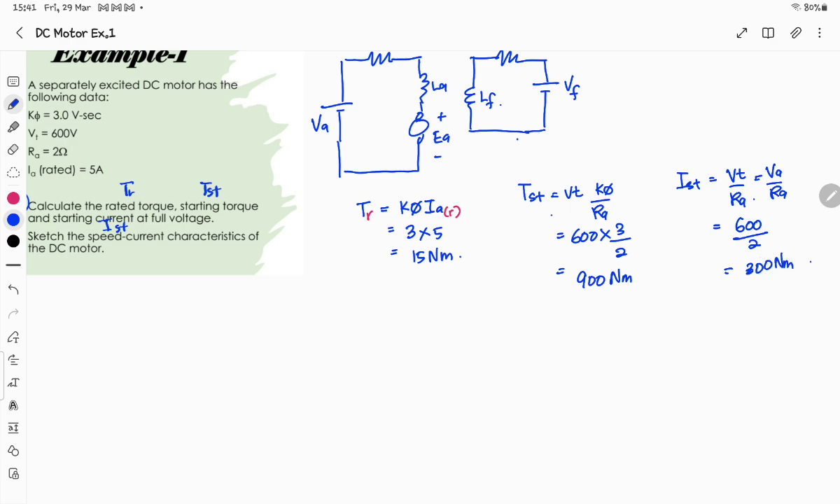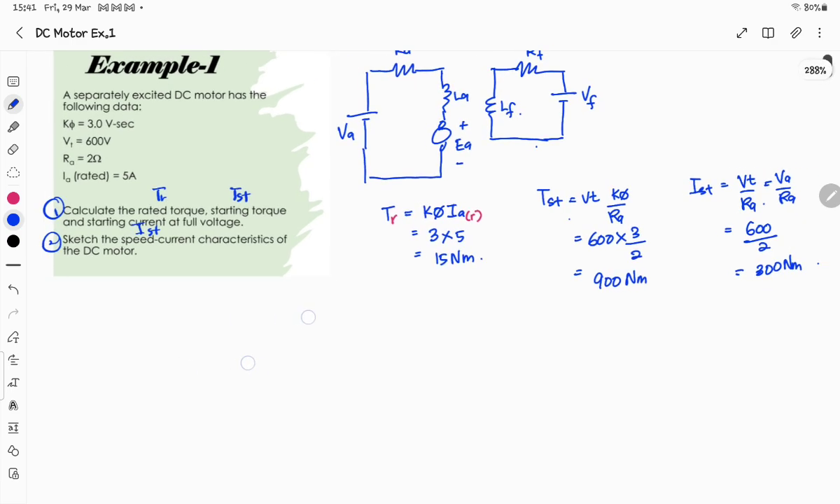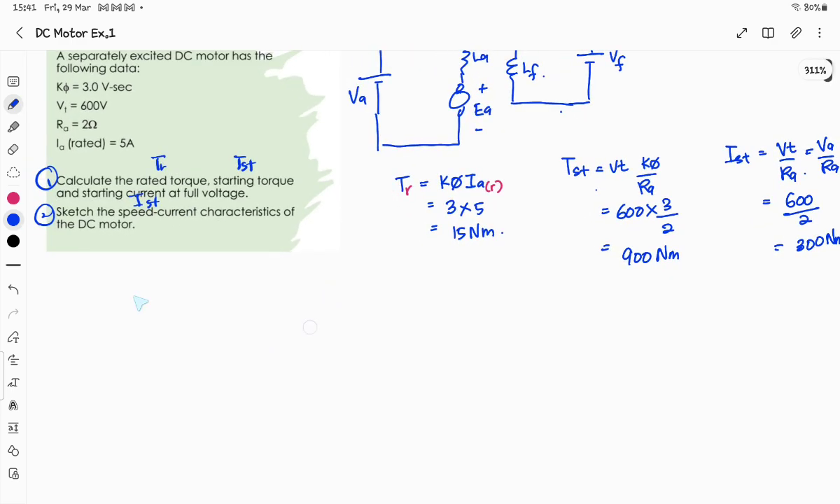Now, sketch the speed current characteristics. When you need to sketch the speed current, one axis is for speed and one axis is for current. You can use the units here, since I'm using the omega symbol, so it's radian per second, and this one is ampere.